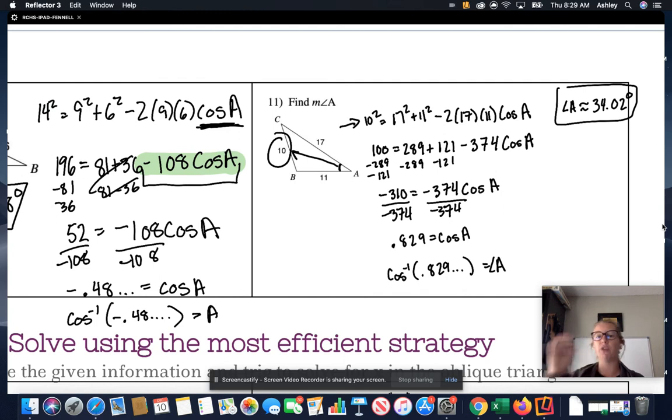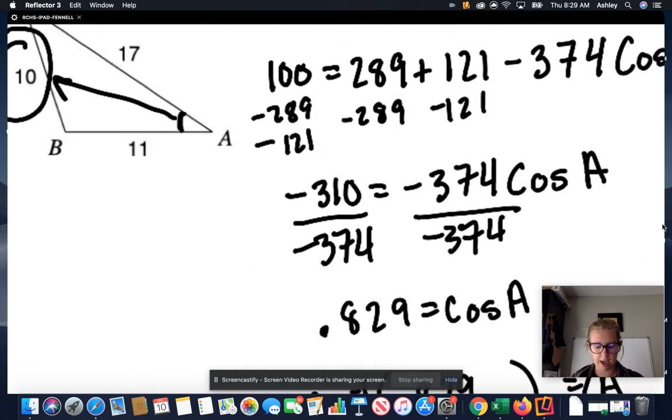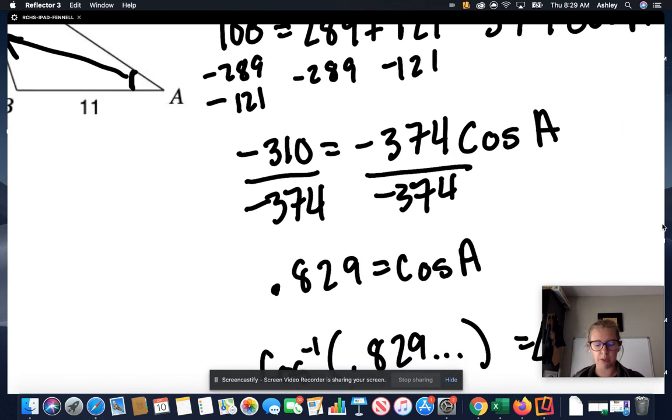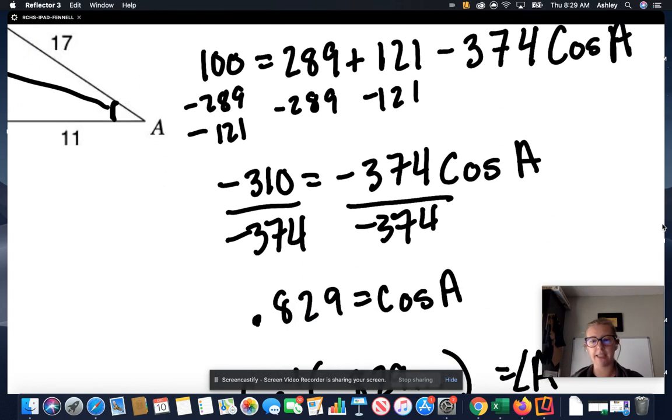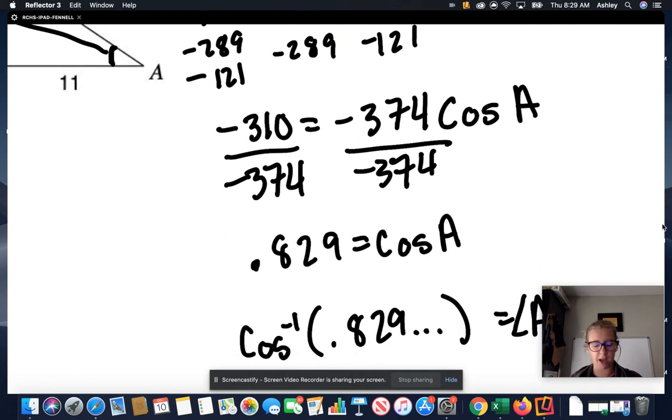So again, we want to move everything to the left. So we're going to subtract 289, which is 17 squared. We're going to subtract 121, which is 11 squared, from 100, which was our 10 squared. So now we have negative 310 equals negative 374 times the cosine of A. Okay, again, because we had 2 times 11 times 17, which gives us negative 374. Okay, we need to isolate cosine A, so we're going to divide by negative 374 on both sides. That gives me positive 0.829 is the cosine of A.